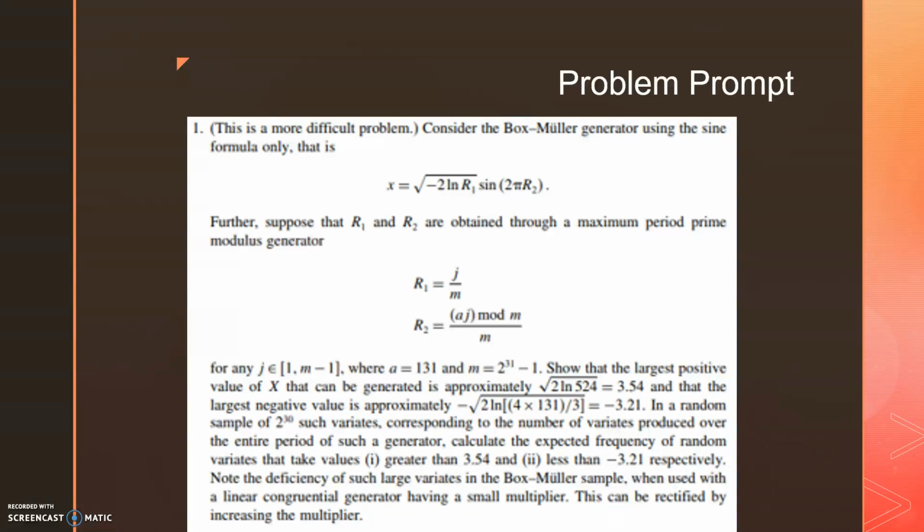And then in a random sample of 2 to the 30th such variates, corresponding to the number of variates produced over the entire period of such a generator, we need to calculate the expected frequency of random variates that take values greater than 3.54 and less than negative 3.21 respectively.